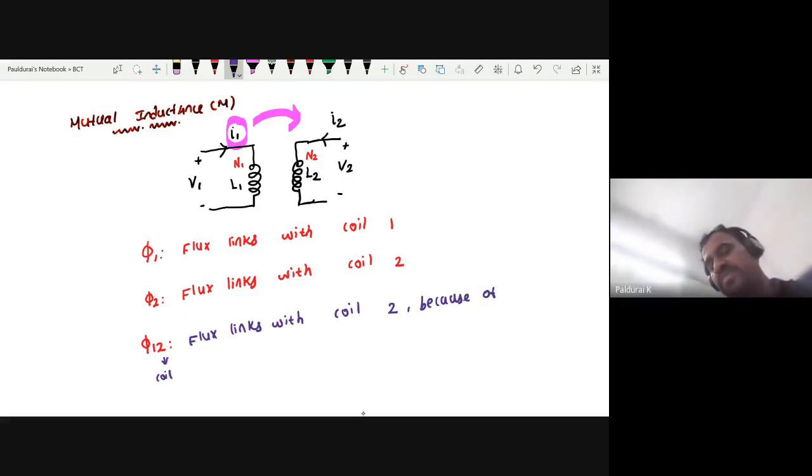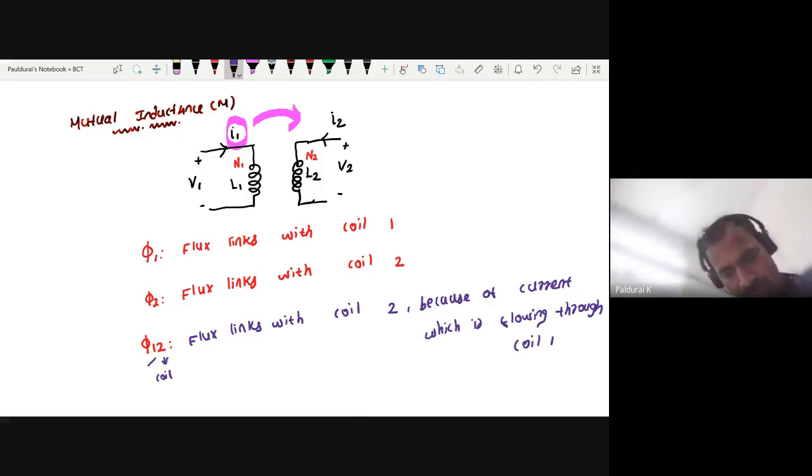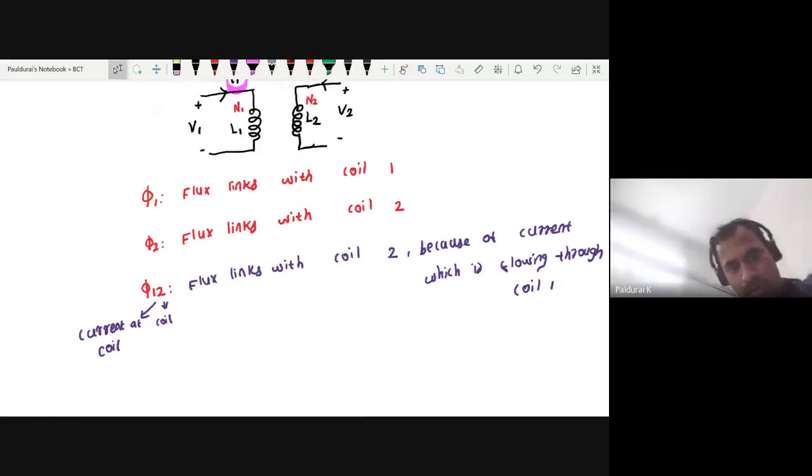Because of the current which is flowing through coil 1. So the first one is the current, at the coil. So now can you let me know what is phi 21? Anyone?